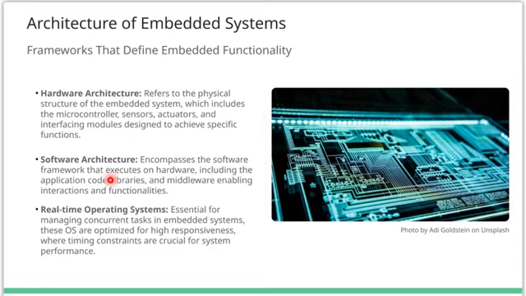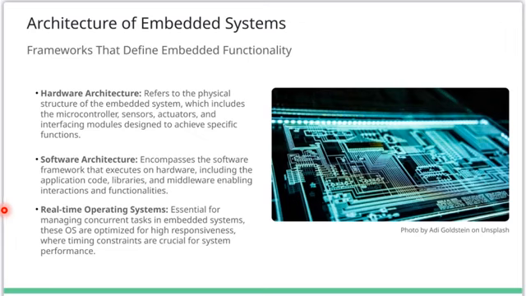Next part is the software architecture. In software architecture, we need to consider the code specific to the application for which the embedded system is going to be designed. Software architecture also includes some libraries that are often called by the different software applications, or some middleware or device drivers that enable interaction and functionalities with the different input-output peripherals.